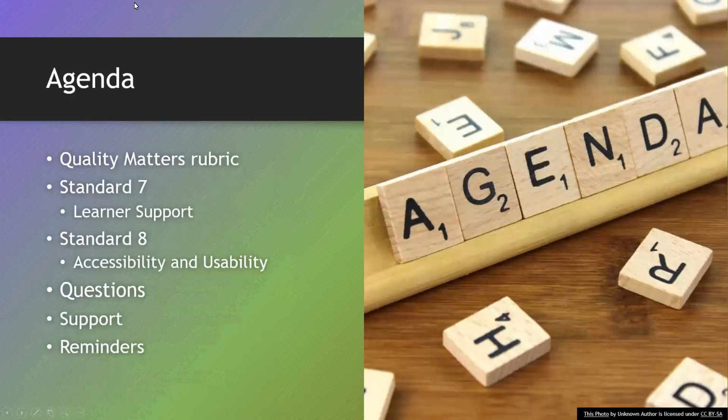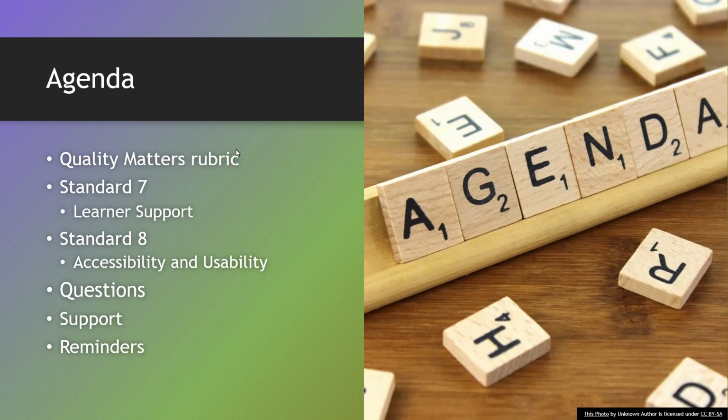So here we are with today's agenda. We're going to look briefly at the Quality Matters rubric. We're going to talk about Standard 7, which is learner support, and Standard 8, which is accessibility and usability. Then we're going to open the floor up for questions, and then we're going to talk about support and reminders.